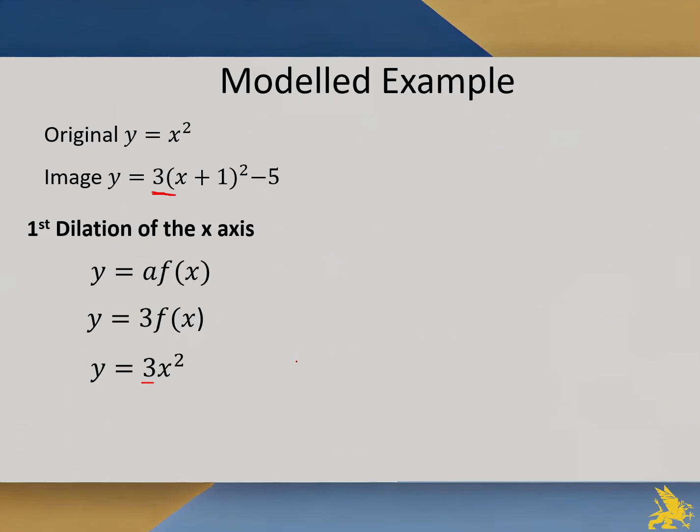Then I'm going to look at my translation. My translation has two parts. I've got the +1 here, and that is referring to my horizontal shift. How do we make that 0? x will be -1, so it's a shift in the negative direction by 1 unit. And then we've got a vertical shift right here of 5. So we're going down by 5.